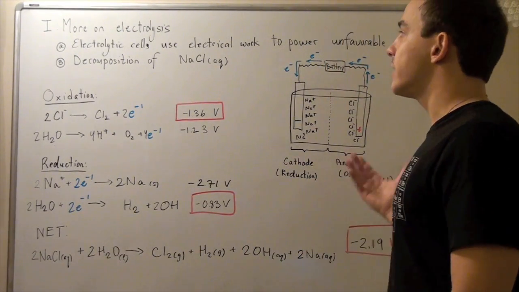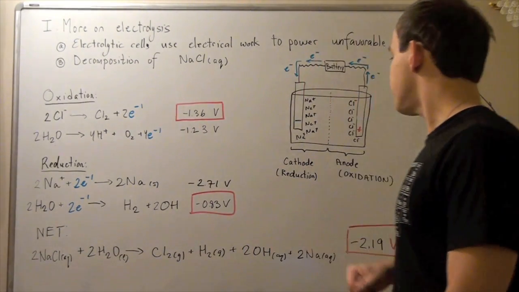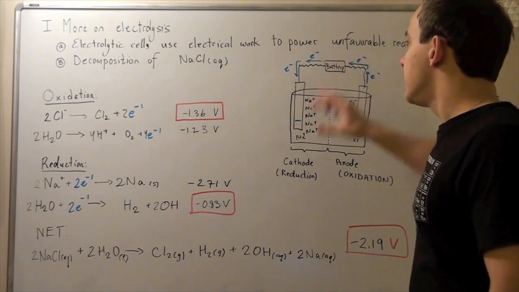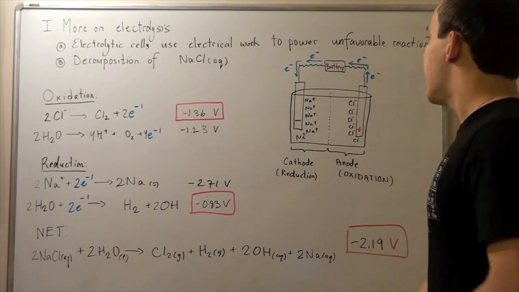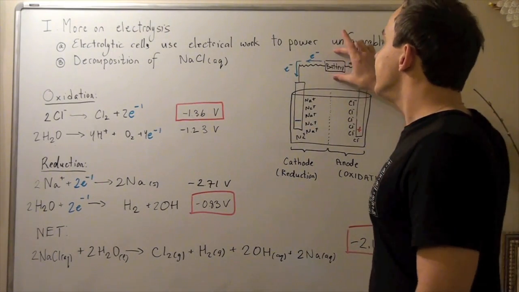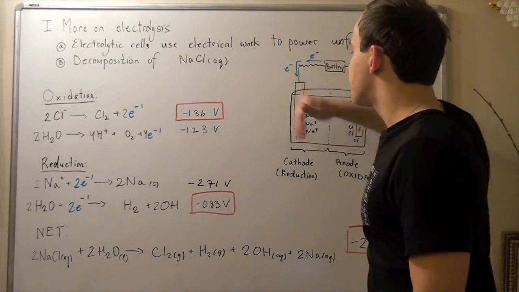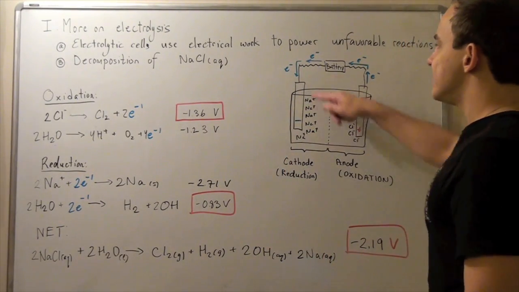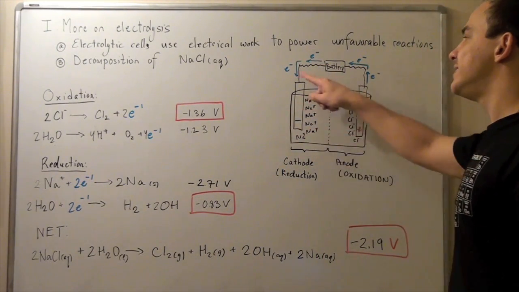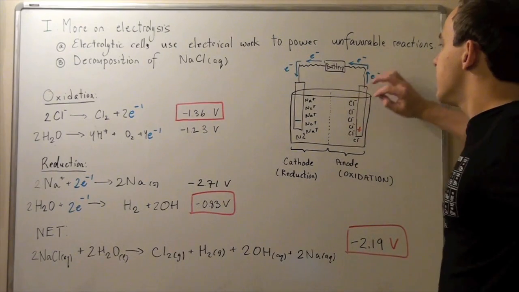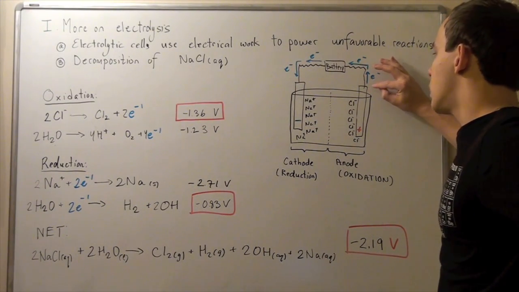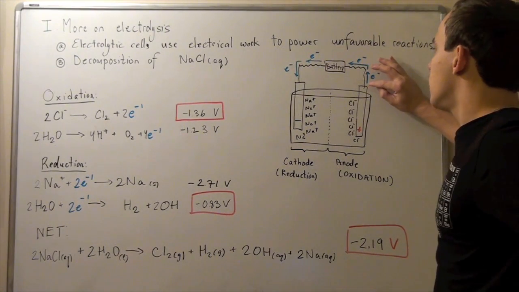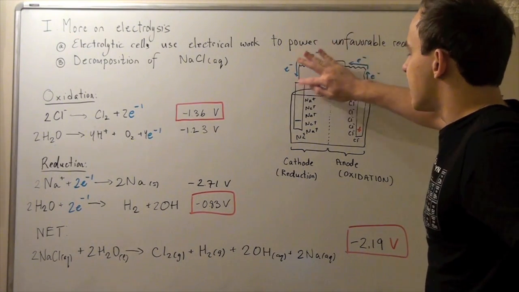So first, let's look at our electrolytic cell. In this cell, we have a battery, a voltaic cell that powers our reaction. And it powers it by sending electrons this way. So that means this electrode will collect these electrons, making it negatively charged. At the same time, this electrode will lose electrons, making it positively charged, because electrons want to flow from this one to this one.